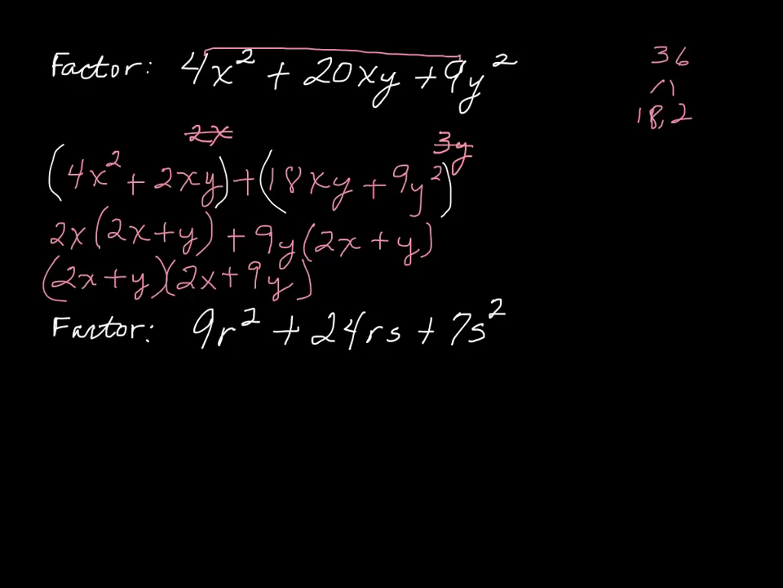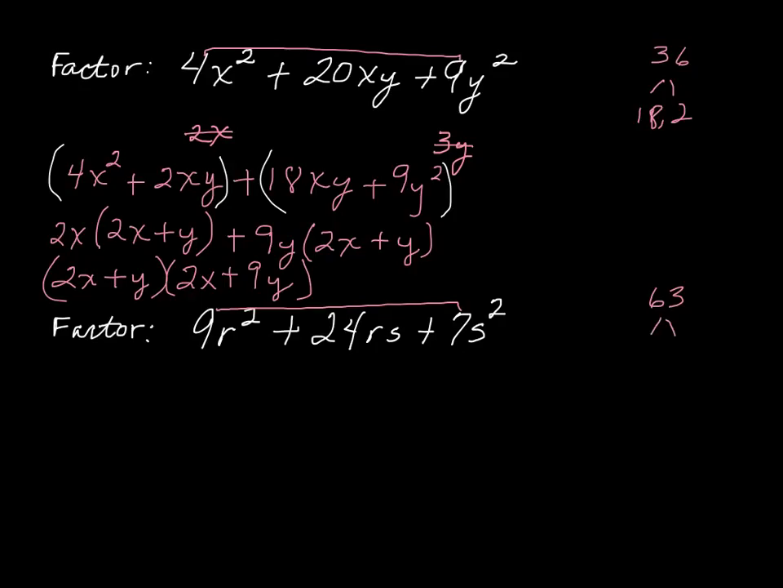Let's look at the next one. Is it a perfect square? Well, you should be able to see very early on that it's not a perfect square because, number one, 7 is not a perfect square number. So we can't do this one as a perfect square. So we have to use factoring by grouping. Okay, so let's see. 9 times 7, that's 63. I need two numbers that multiply to 63 but add to 24.